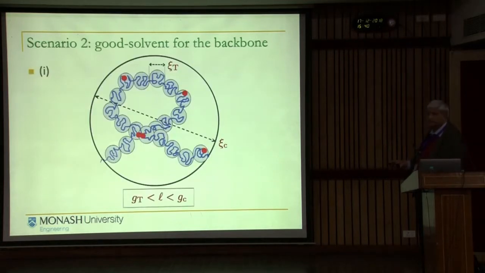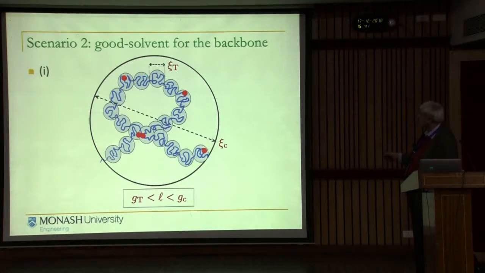Okay, now let's look at the second scenario where you have a good solvent for the backbone of the chain. And this is where all these blob arguments are invoked. So we've got two regimes in this. The first is where your thermal blob size is smaller than the spacer length, but the spacer is smaller than the size of the correlation blob. Right? So here it is pictorially.